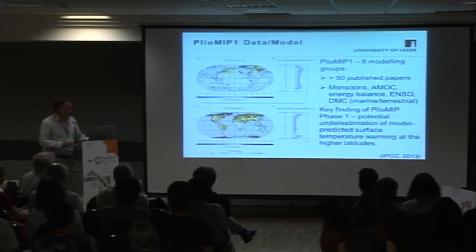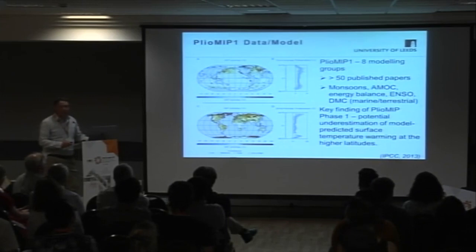We had 8 modeling groups in phase 1. We published over 50 papers on all sorts of different aspects of the Pliocene, which I'd love to have the time to take you through individually today, but I can't. We published papers on the monsoons, on the nature of the AMOC, on the energy balance, on ENSO, and on data-model comparisons for both the terrestrial and the marine. I'm showing you one diagram, a nice summary result from PlioMIP1, which was included in the IPCC Fifth Assessment Report.